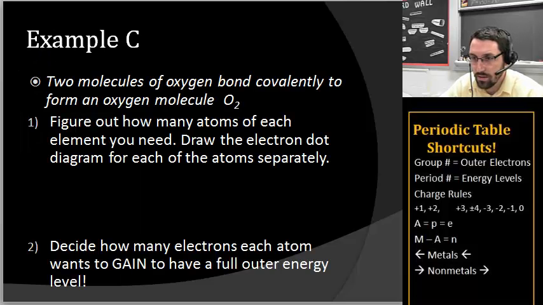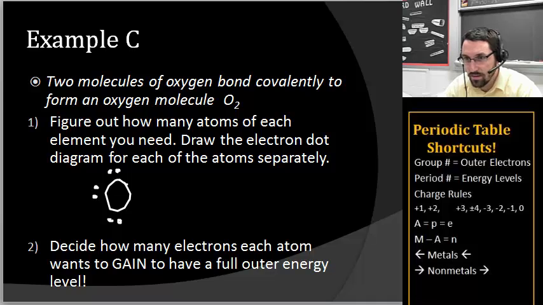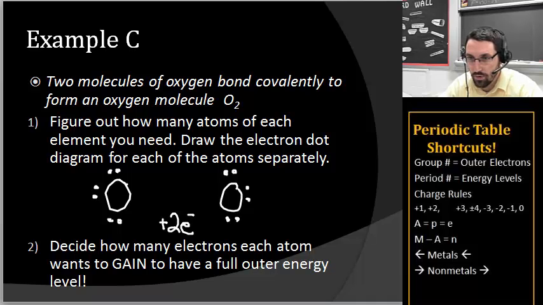Example 3, we're going to look at the just plain old oxygen, O2. We know from before and from our periodic table that oxygen has 6 electron dots, and there's 2 of them because of my formula. So both of them are going to want to gain 2 electrons. If they both gain 2 electrons, they're both happy.